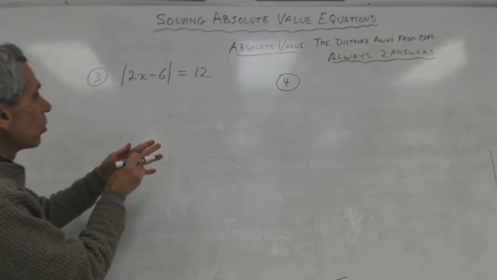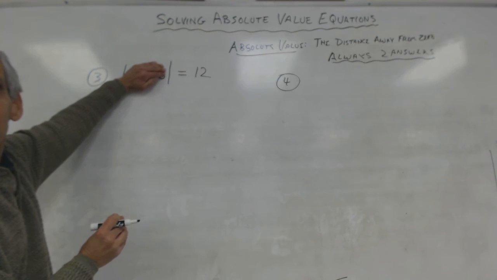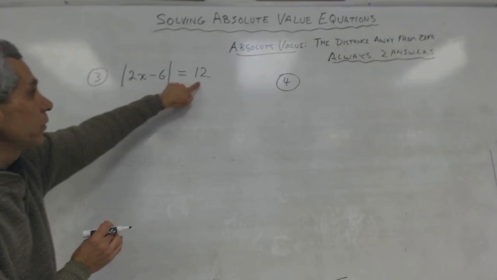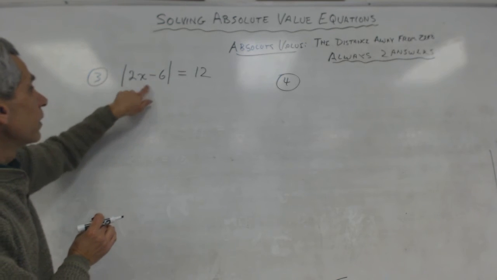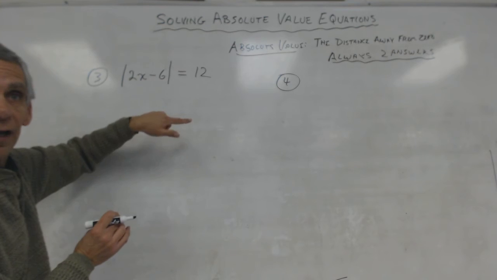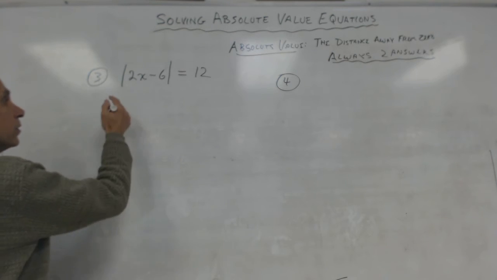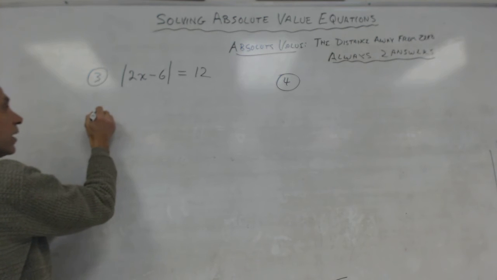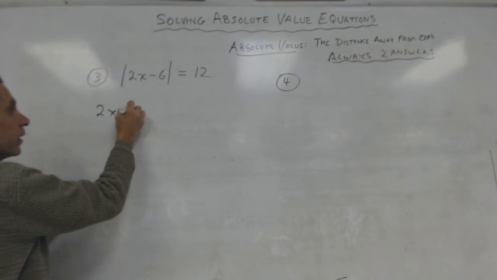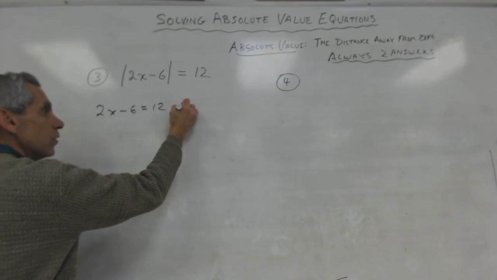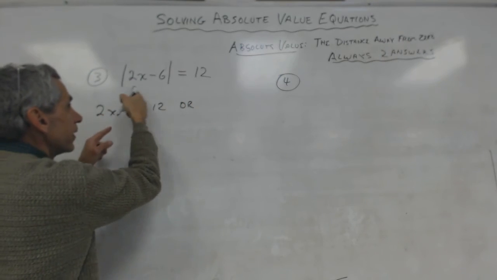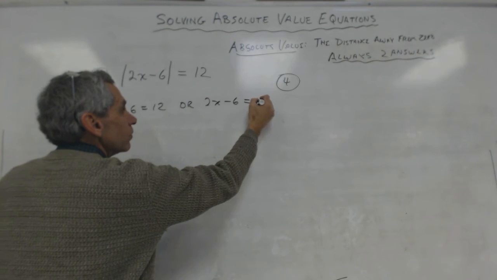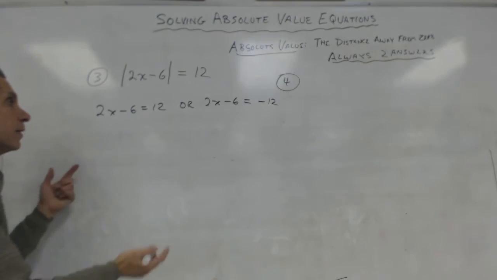Again, I know that what's inside here could either equal positive 12 or negative 12, right? The absolute value of positive 12 is 12, and the absolute value of negative 12 is 12. Therefore, 2x minus 6 could either be positive 12 or negative 12. So the first one is exactly this without my absolute value signs: 2x minus 6 equals 12, then the word or, and I write that again, 2x minus 6 equals negative 12. And then I solve it.